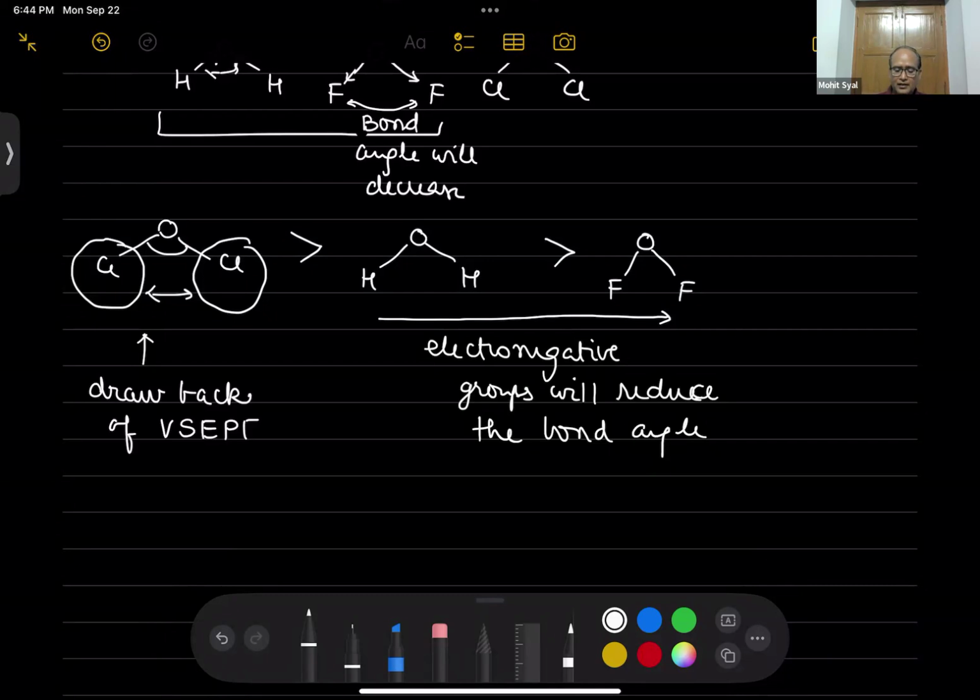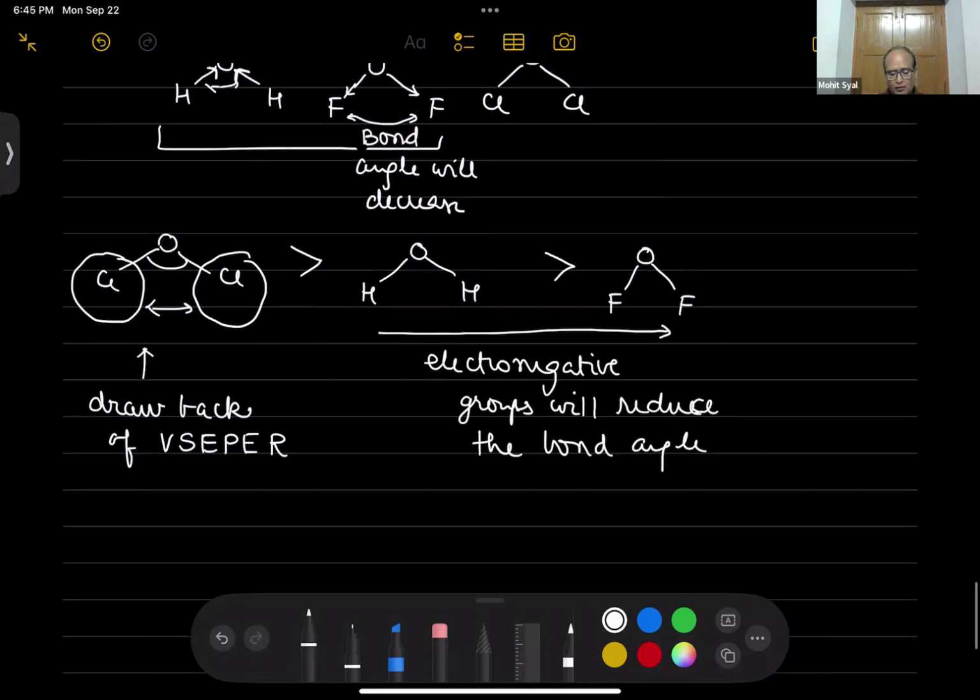So bond angle is more than that of water because of the bigger size of the substituent. I hope it is clear to you. So this drawback is, yes, sir. The drawback is only at group 3. Yeah, VBT is not able to predict some of the drawbacks.